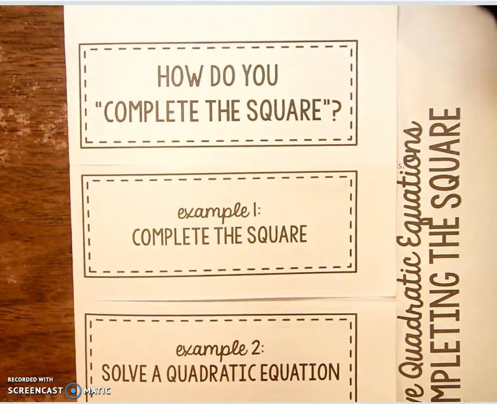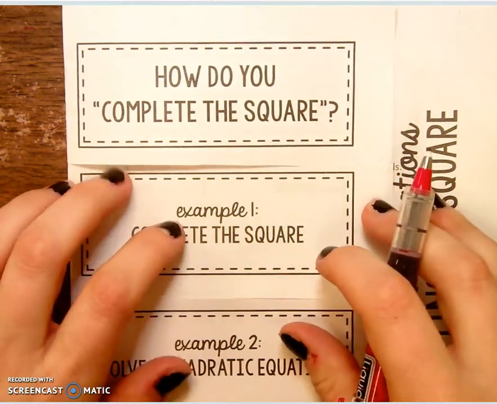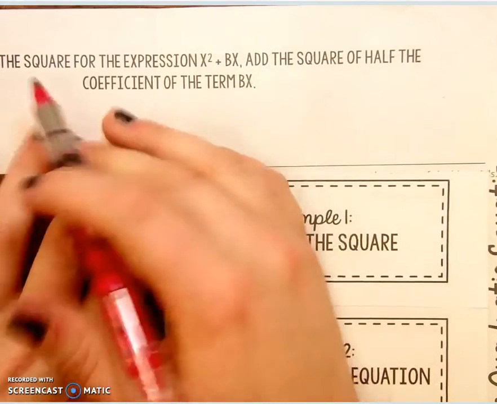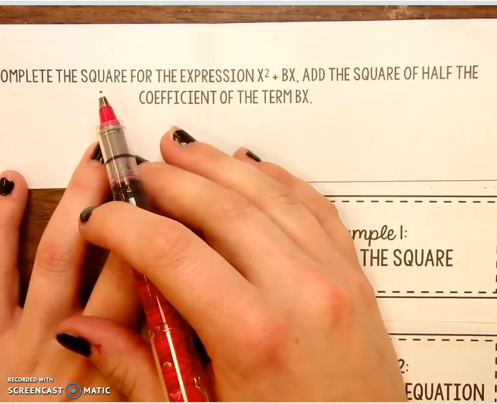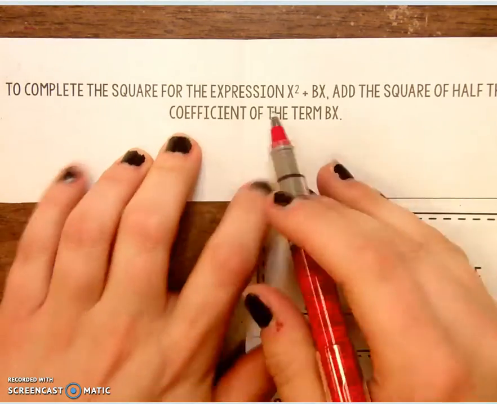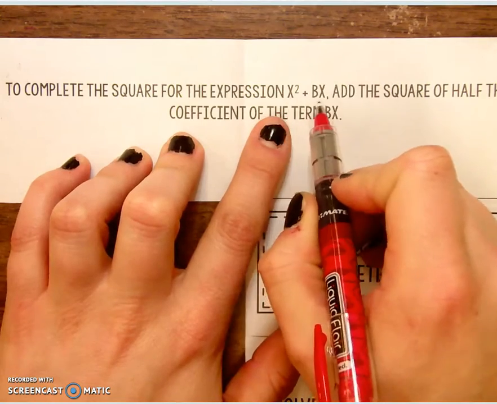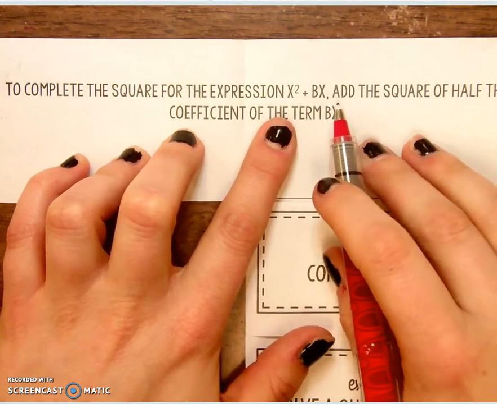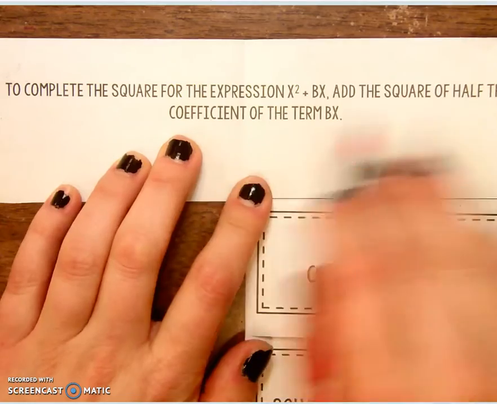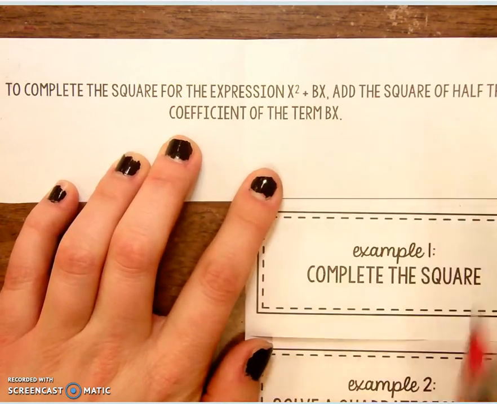Okay, guys, this lesson is on how to solve quadratic equations by completing the square. All right, so we're going to start with what it really means to complete the square. To complete the square, we're going to solve for that expression x squared plus bx, which means we're going to add the square of half the coefficient of the term bx.